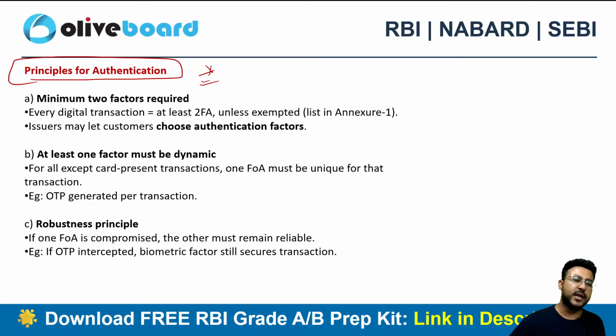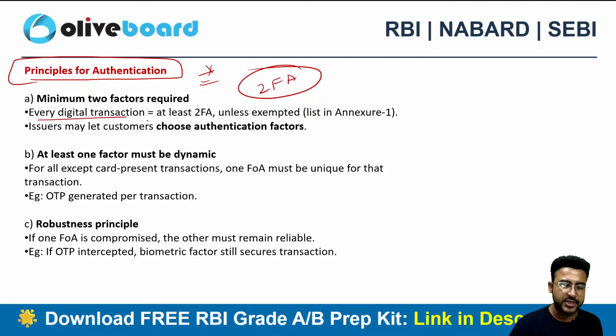Minimum 2 factors are now required. So earlier it was not a compulsion, but now minimum 2 factors are required. So every digital transaction needs to have at least 2 factors. Plus, one needs to be dynamic.